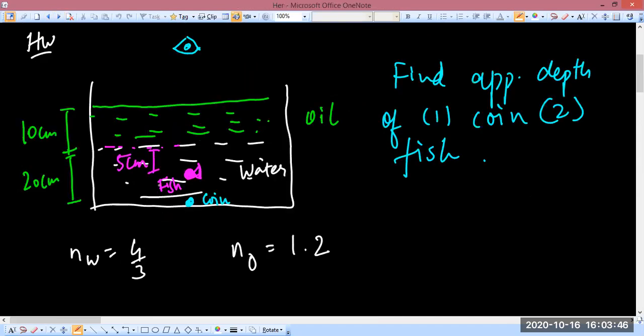Okay, yeah, the one of oil and liquid, right? Oil and water, yeah, okay. So, can you tell me what is the apparent depth of the coin, first of all? Bolo, first answer, what do you get? What do you get?